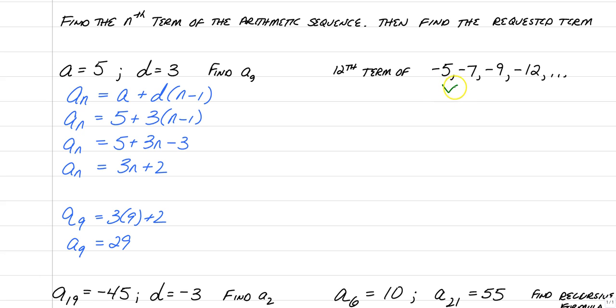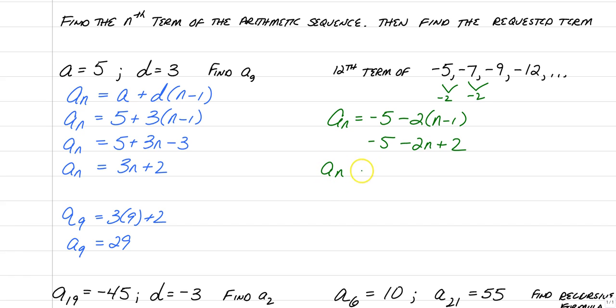You should have found that the common difference is going down by 2 each time, so D is equal to negative 2. Of course you use that same a sub n equation: a sub n is equal to our first term, negative 5, plus, or in this case minus 2, because our common difference is negative 2, times n minus 1. Then distribute that negative 2 and have negative 2n plus 2. So a sub n is equal to negative 2n minus 3.